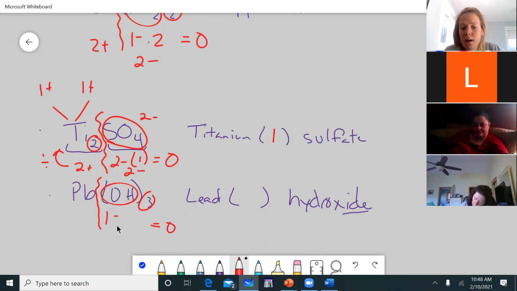And how many of them are there? There's 3 of them. So we're going to multiply it by 3 for an overall 3- charge. What does lead need to be to balance that out? 3+. How many leads are there? There's only 1 lead. Let's not put a 0 there. Put the inferred 1. So we take 3 divided by 1, which is 3. So lead 3 hydroxide.